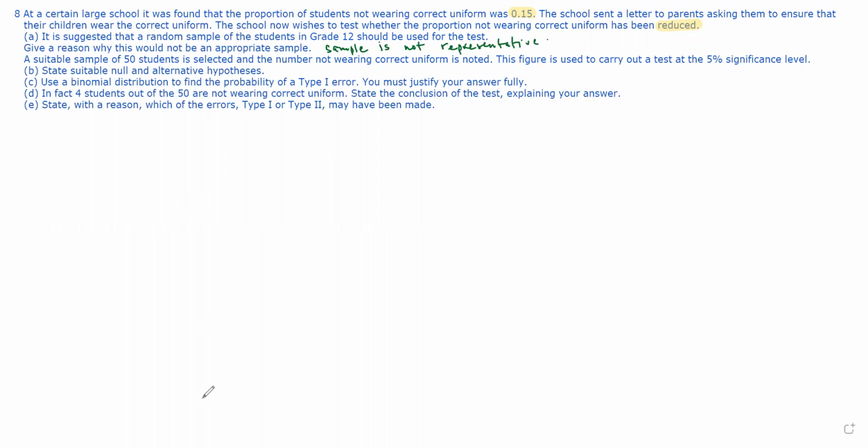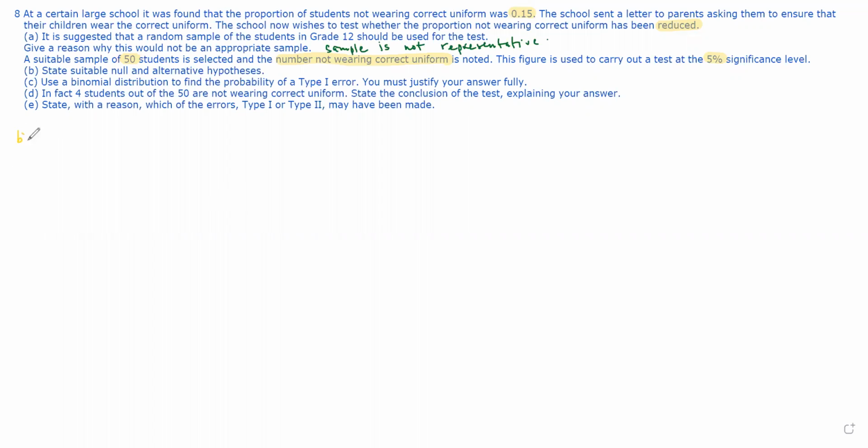A suitable sample of 50 students. Now we have a sample of 50 students, and the number not wearing correct uniform is noted. This figure is used to carry out a test at the 5% significance level. Part B, state a suitable null and alternative hypothesis.